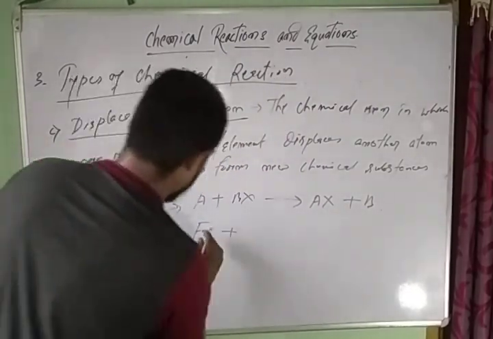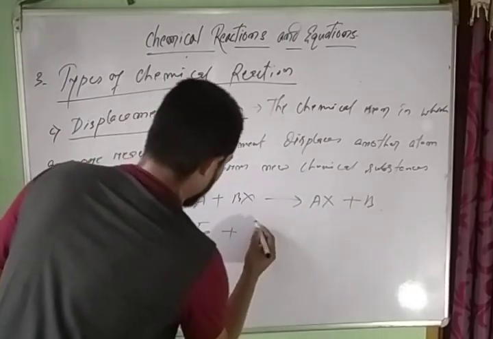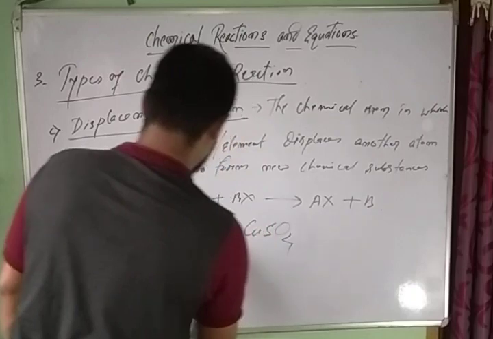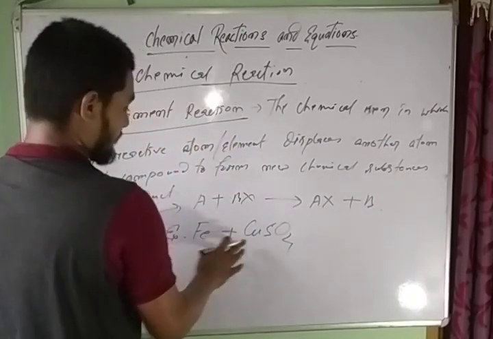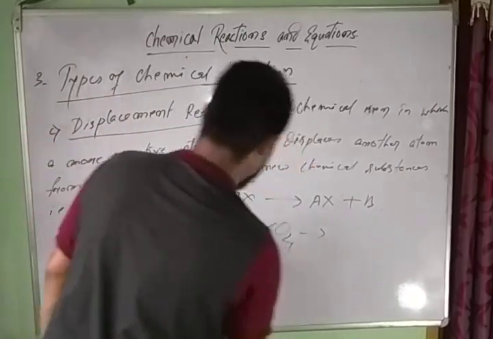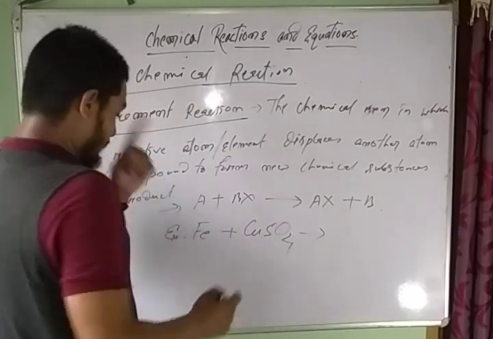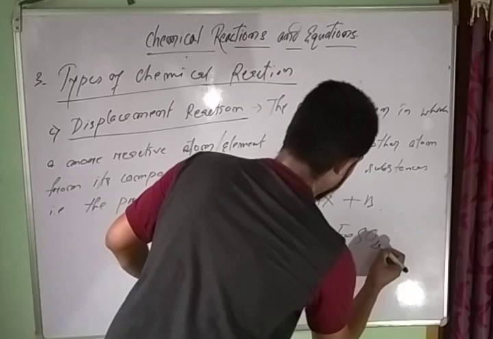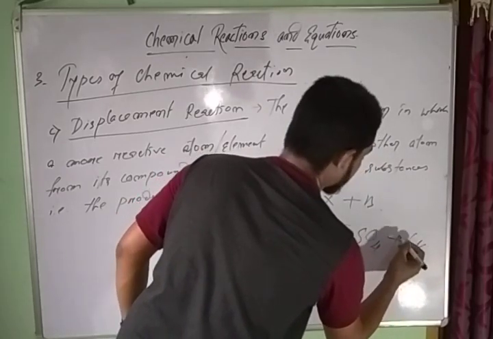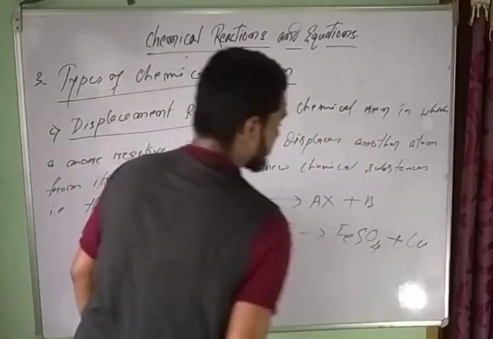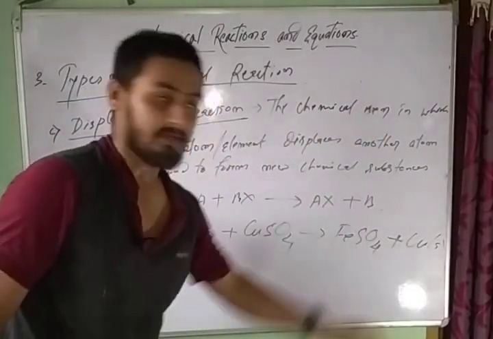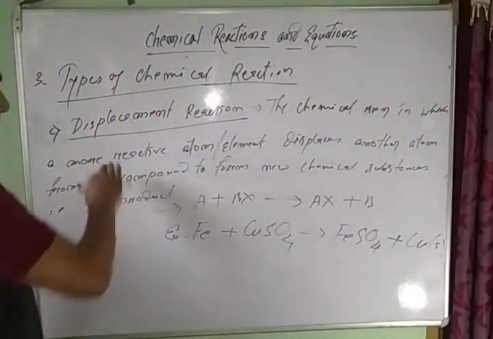Example of displacement reaction: when Fe is more reactive than copper. So when Fe reacts with copper sulfate, it will displace copper from the copper sulfate compound, and will form ferrous sulfate, and metallic, that is solid copper, will displace from here. So this type of reactions are called displacement reaction.